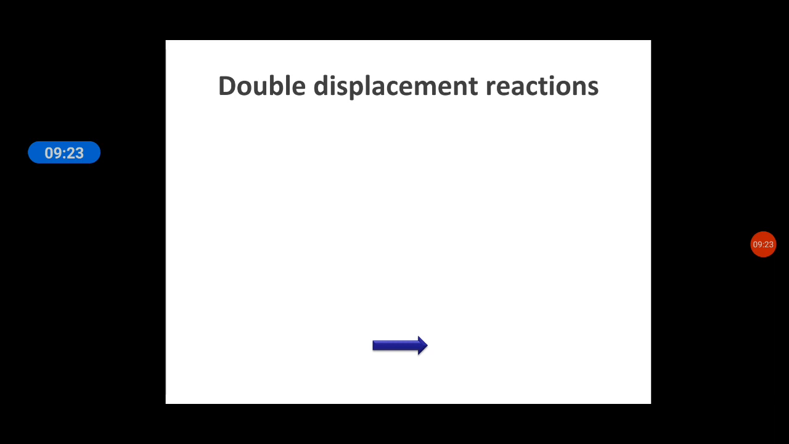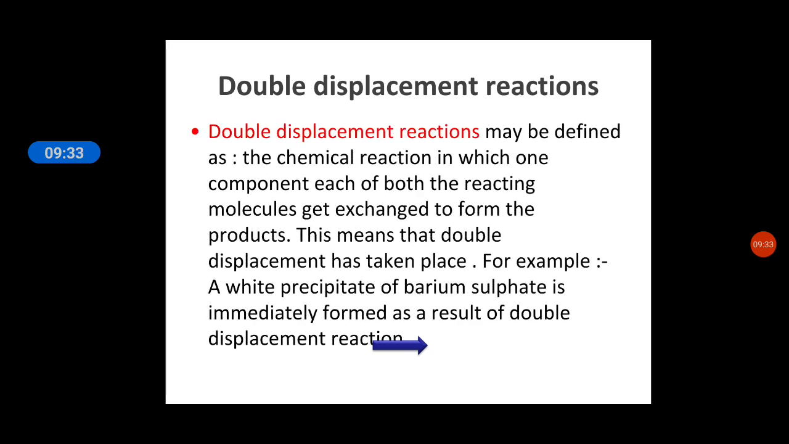Now when we talk about double displacement reaction, it may be defined as the chemical reaction in which one component each of both the reacting molecules gets exchanged to form the product. This means that double displacement has taken place. For example, a simple example: a white precipitate of barium sulfate is immediately formed as a result of a double displacement reaction.